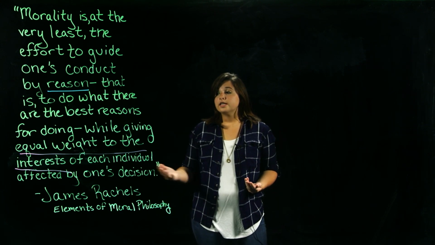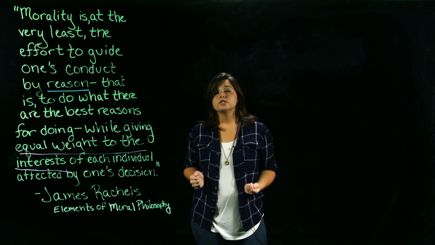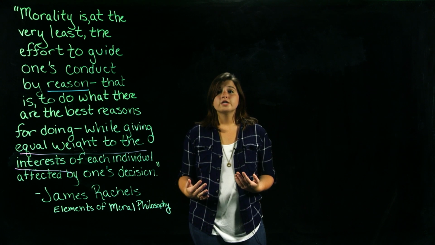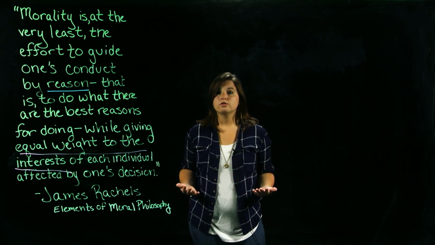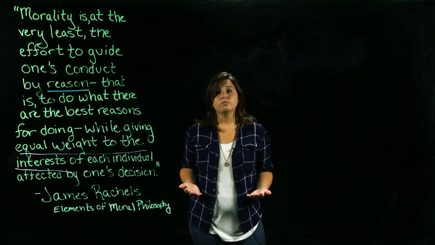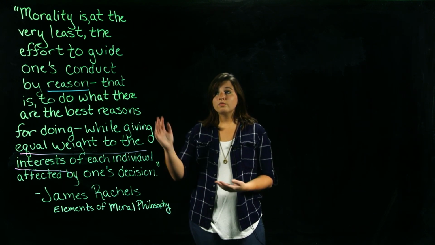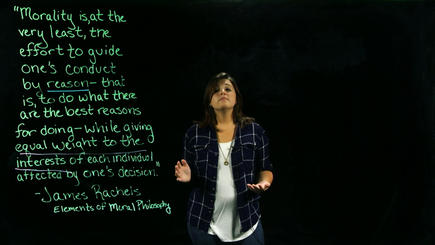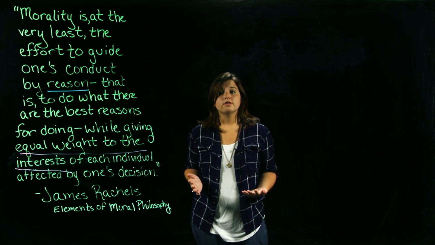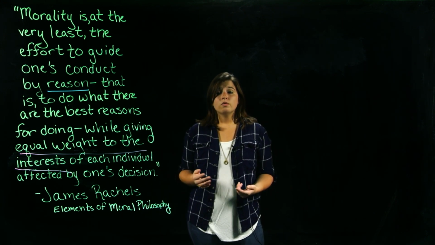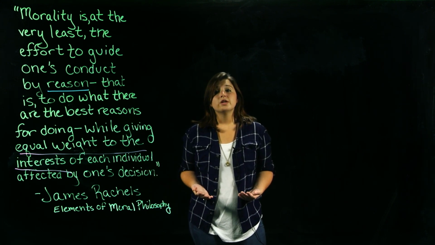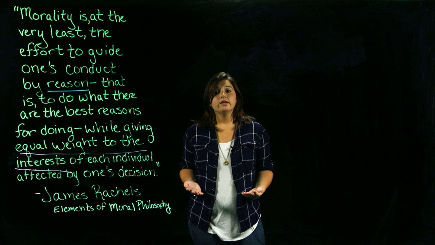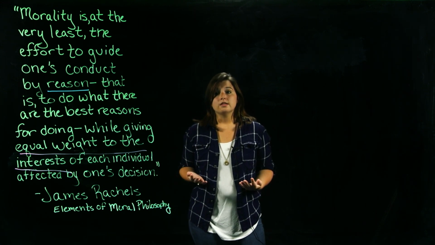The second part, giving equal weight to the interests of each individual, just means that we have some measure of impartiality to make sure that we're not biased or discriminating against certain groups of people. There is no room for that in morality. When we put these together, we have some minimal standard by which we can judge ethical theories. And going forward, when we talk about other ethical theories in this class, we'll use this minimum conception of morality to make sure that these are valid, sound theories that we can use in the clinical setting.